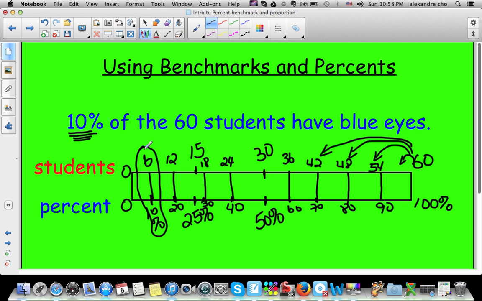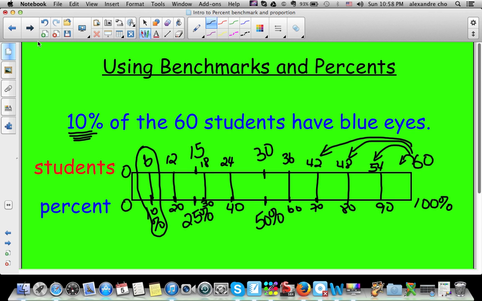So 10% of the students have blue eyes means 6 kids out of 60 have blue eyes. Okay? Now, doing this to figure out the number will not always work. Sometimes you'll get an approximate depending on the percent. Let's say it said 11%. Well, you can estimate 11 after having 6. After getting 10%, you can figure out that 11% would be maybe 6 point something or close to 7. You'll see what I mean.